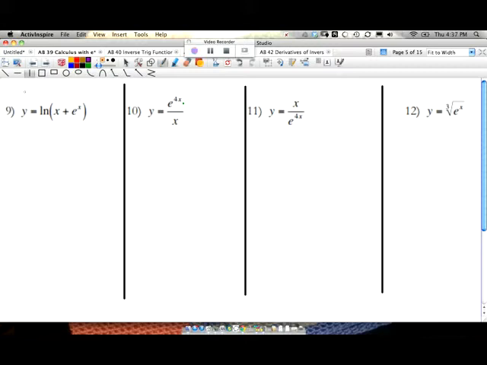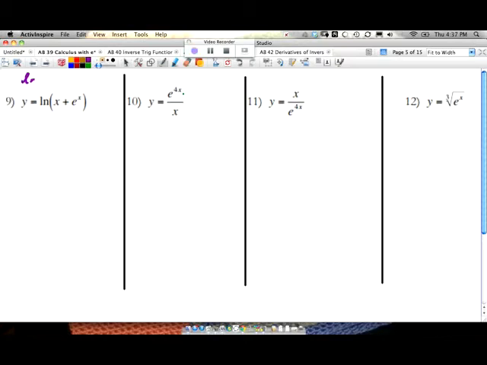So I got natural log of x plus e to the x. What's going on here? First we got a natural log. That's, you know, got layers to it. And it's natural log of u, which is going to turn into u prime over u.